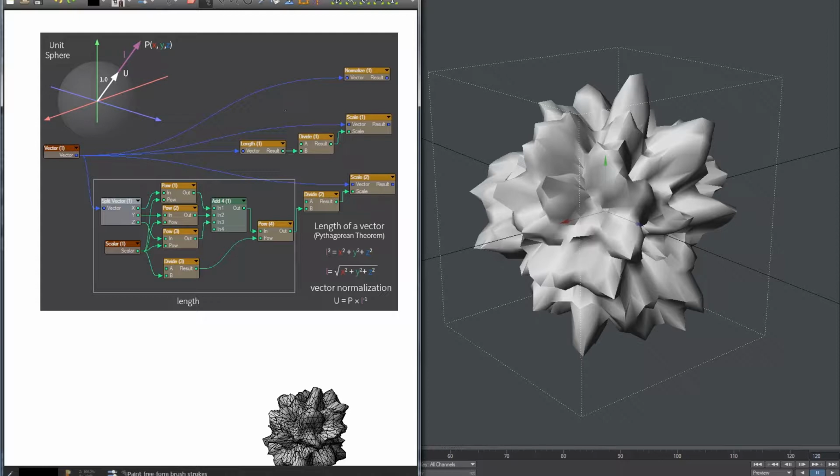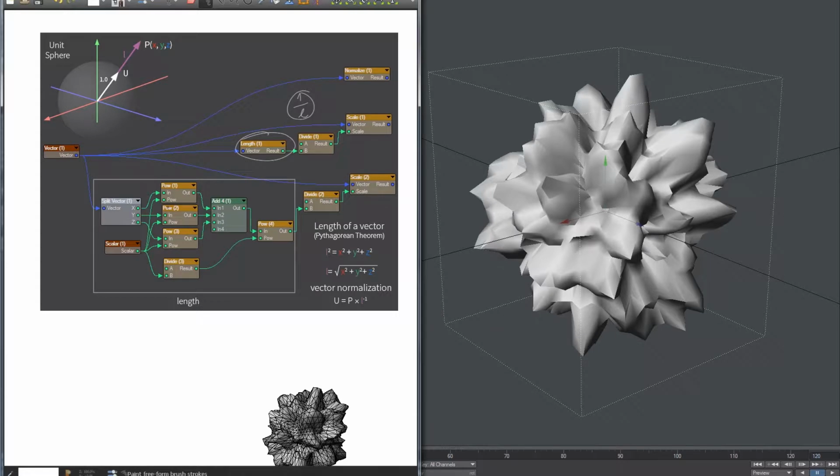To that amount, I'm going to invert it. In this case, it's the multiplicative inversion, or 1 over L. And this factor is going to be used to scale my vector. By scaling the vector by this value, I'm going to get the same exact thing as the normalize node. Now, a second level of unpacking would be to find the length by myself.